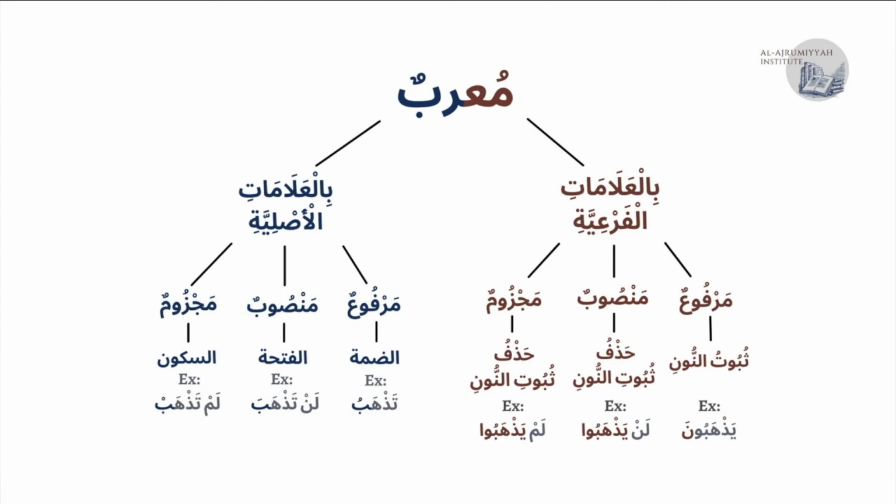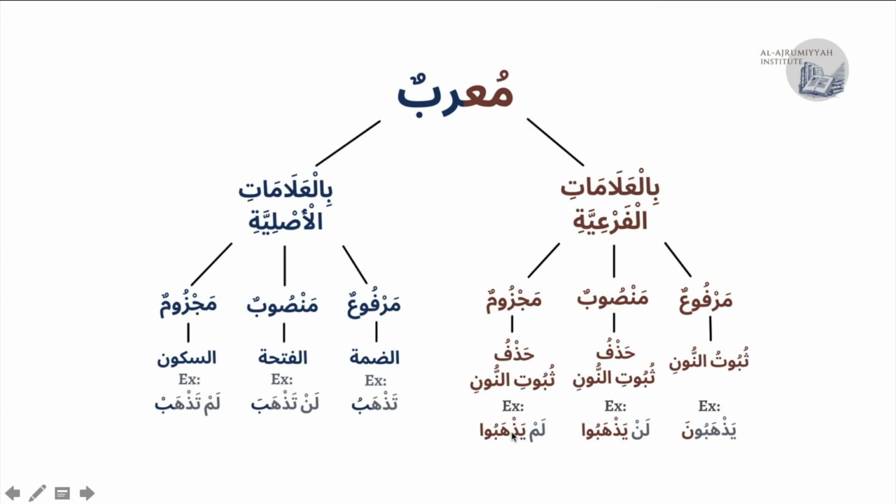While on the other hand, it can be معرب, but with the secondary signs, which is when it's part of أفعال الخمسة, which is that when it's مرفوع, it's going to take ثبوت النون: يذهبون, تذهبون, تذهبين, تذهبان, يذهبان. Or it's going to be منصوب with حذف ثبوت النون. حذف means dropping, the dropping of ثبوت النون: لن يذهبوا, لن تذهبي, لن يذهبا, لن تذهبا, and then this goes on. Or it's going to be مجزوم with حذف ثبوت النون, also the dropping of ثبوت النون: لم يذهبوا, لم تذهبي, and then this goes on.